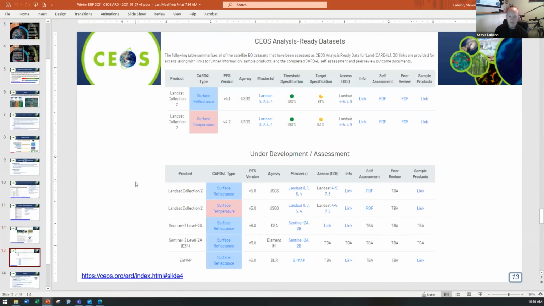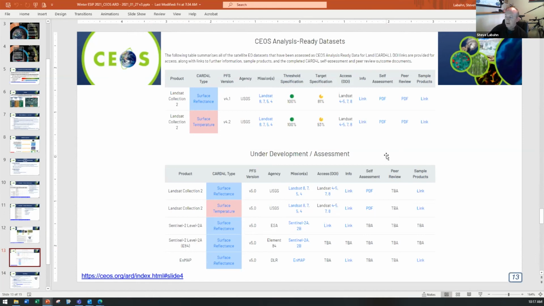However, there are several others in the pipeline. We've got a web page here that I've provided the link to. And so you can see the two Landsat Collection 2 products, the surface reflectance and surface temperature. We're also doing an assessment against the latest version of the specifications. And then ESA's got their Sentinel-2 Level 2A product in the pipeline. Element 84 has a Level 2A product. And then DLR has submitted an NMAP product. And I have personally been working with other space agencies as well on some additional products that hopefully will be coming on this page soon.